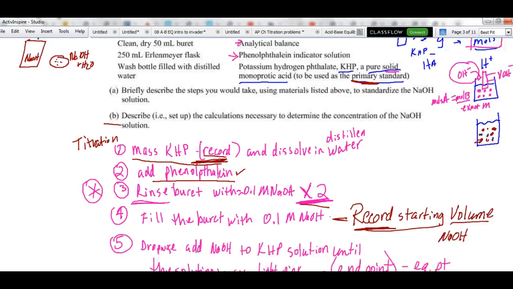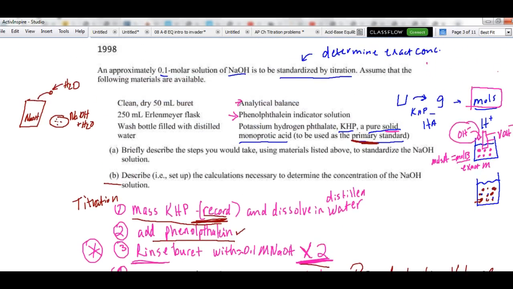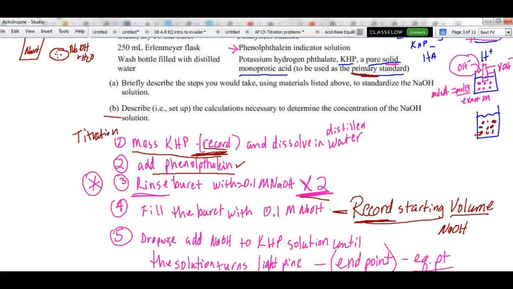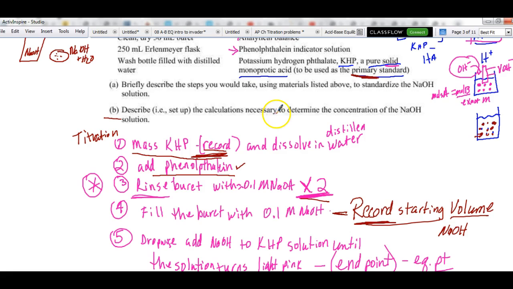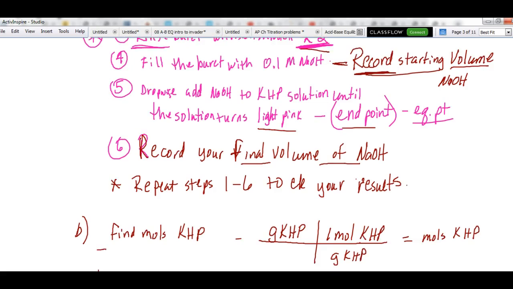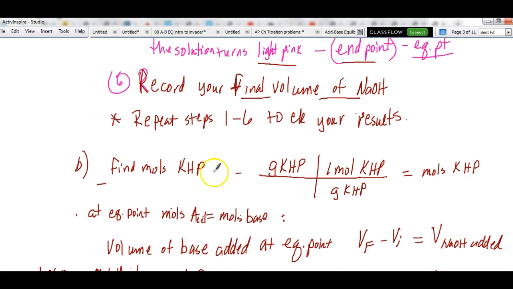Okay, I am back to make an amendment to this video 1998. Question B says, show your setups or describe the calculations necessary to determine the concentration of NaOH. And down here we said first we're going to find the moles using the grams of KHP to get the moles. Then we said at the equivalence point, moles acid equals moles base. A very, very, very important thing was left out.